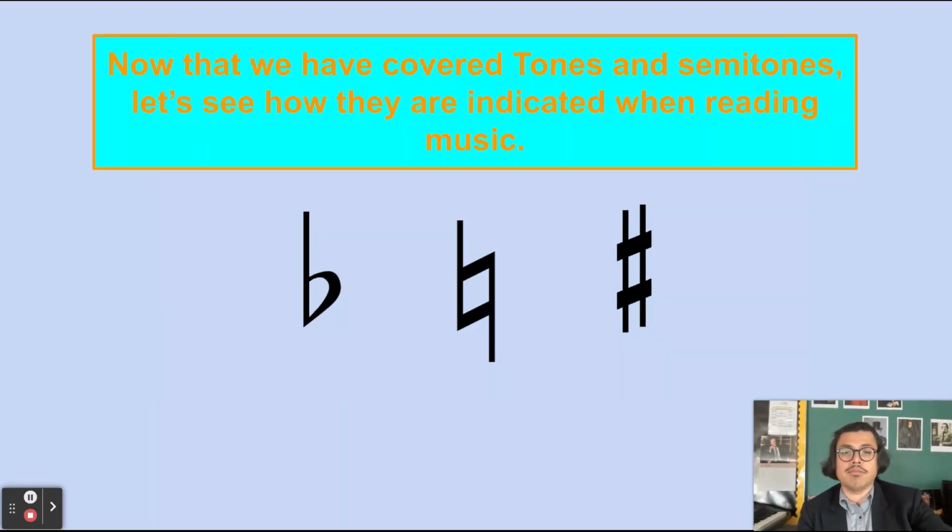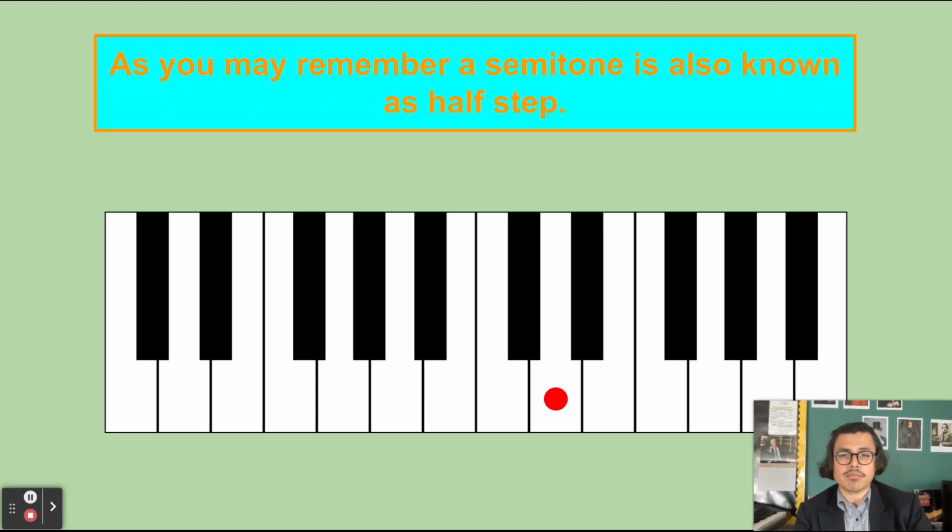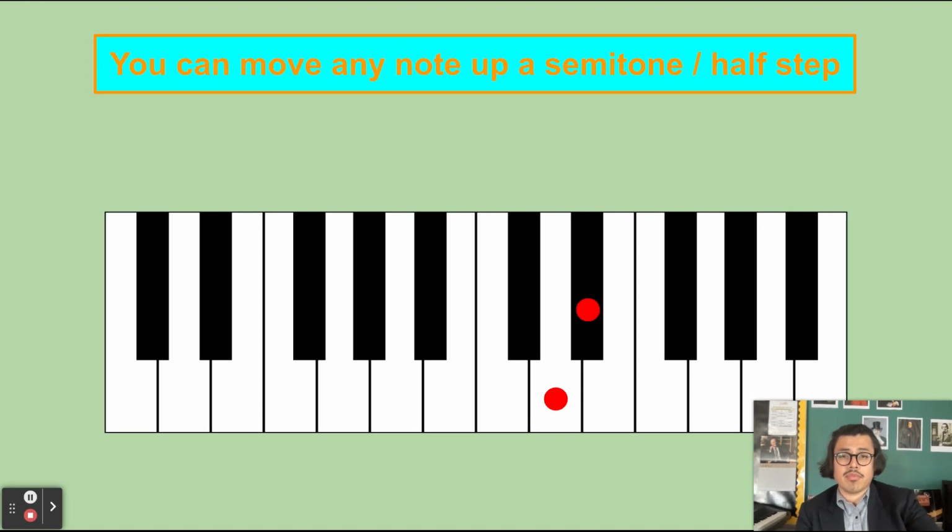Let's get into it. Now that we have covered tones and semitones, let's see how they are indicated when reading music. If you don't know what tones and semitones are, please follow the link in the description where you will go to the lesson where I talk about tones and semitones. As you may remember, a semitone is also known as a half step. You can move any note up a semitone or half step.